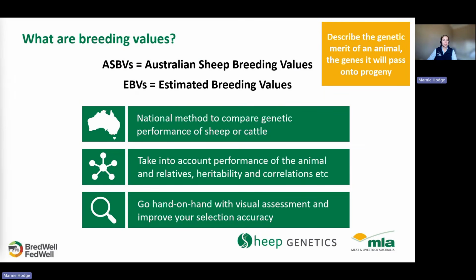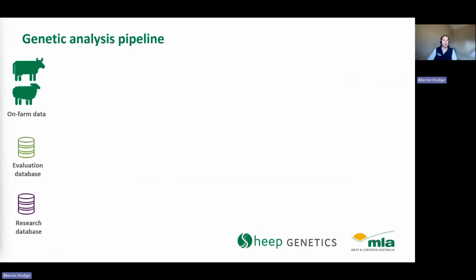So for sheep in Australia, we have ASBVs, or Australian Sheep Breeding Values, and in cattle, we have EBVs, or Estimated Breeding Values. Regardless of the species or breed, breeding values are a national method to compare the genetic performance of sheep or cattle. They take into account performance information of the individual animal, but also relatives, as well as looking at the heritability of traits and genetic correlations between traits as well. And they go hand in hand with visual assessment and help you improve your selection accuracy and breed better livestock into the future. So let's take a look at the genetic analysis pipeline.